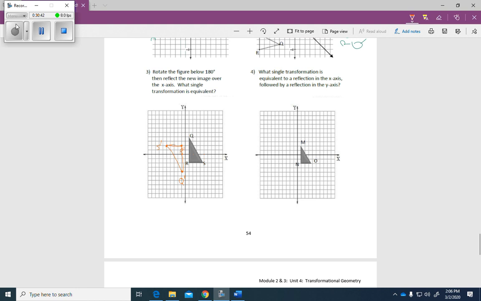Boy, so many interruptions. So now I have to reflect the new image over the x-axis. So again, when things are being flipped on top of each other, it gets a little confusing. Like this point R is 2 units away from the x-axis, so I go 2 units on the other side. And that's R double prime. Q is 1, 2, 3, 4, so I go 1, 2, 3, 4 on the other side. And S is 2 away, so I go 2 away. And here we go.